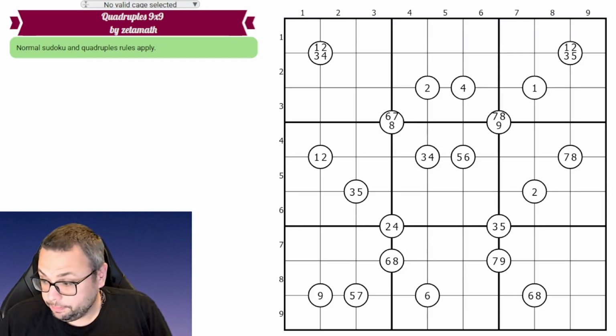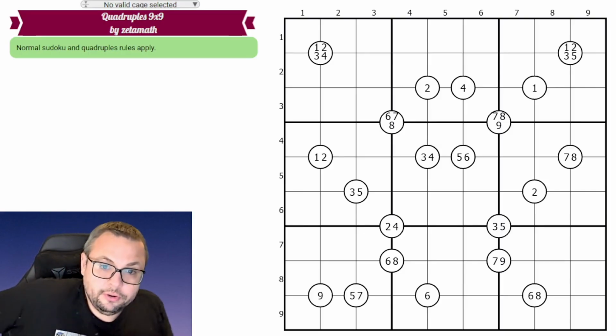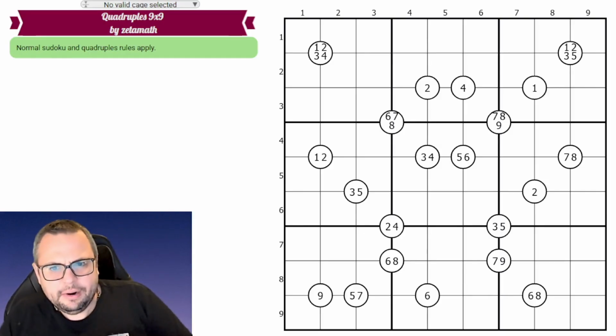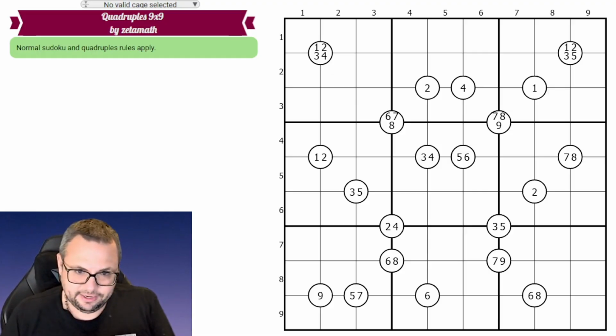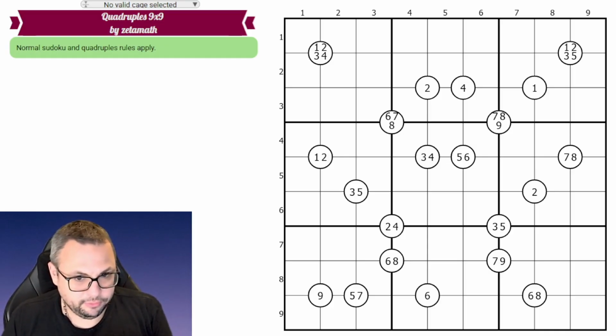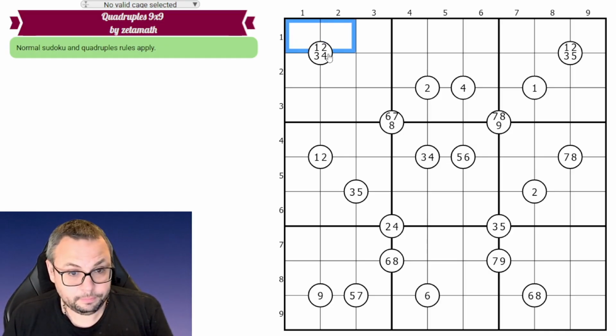Today we have a quadruples puzzle. So this is a sudoku variant that I wish we actually saw more often than we do. We don't see it that terribly often, but I think it is quite enjoyable. So I'll explain to you how it works.